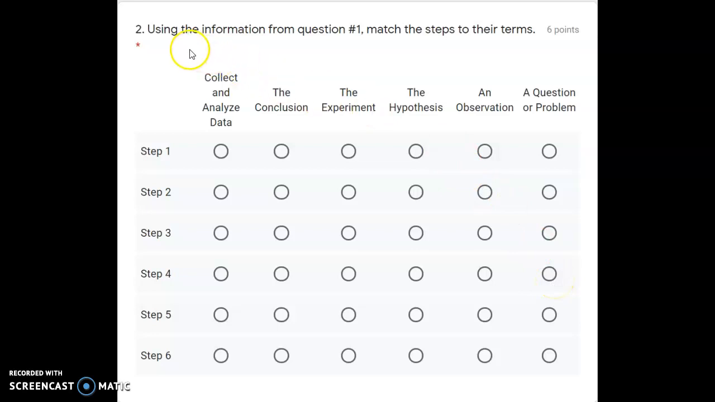So your choices for terms are collect and analyze data, the conclusion, the experiment, the hypothesis, an observation, or a question or problem. So you'll just select whichever one that you think that it is, and there will only be one response, only one choice per row.